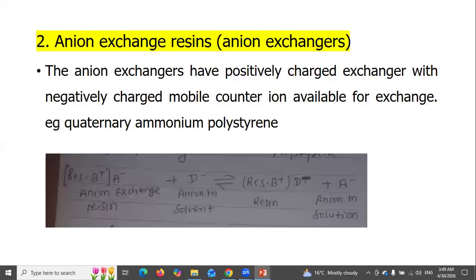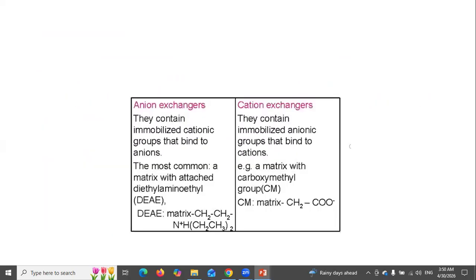Anion exchange resins, anion exchanger. The anion exchangers have positively charged sites with negatively charged mobile counter ions available for exchange. For example, quaternary ammonium polystyrene. Anion exchangers contain immobilized cationic groups that bind to the anions. Cation exchangers contain immobilized anionic groups that bind to cations.